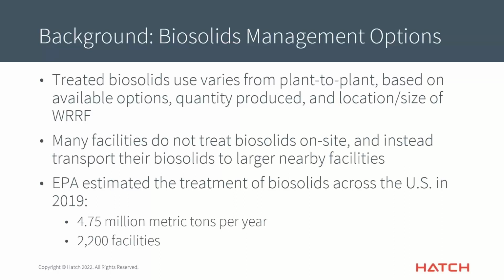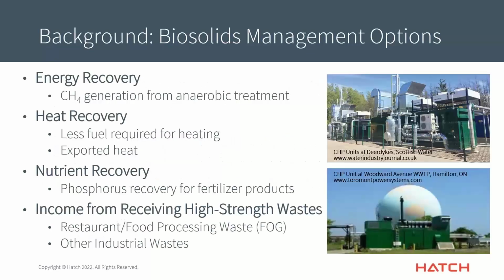So I was looking around this week as I was setting up for the webinar, and I did read up a bit here, and I got a good estimate of the amount of biosolids that are treated across the U.S. 4.75 million metric tons per year are being treated across 2,200 facilities. Certainly there are a lot more facilities than that, a lot that don't have their own biosolids management, but we're getting upwards of 5 million metric tons per year. It's a significant amount of material to be treated.